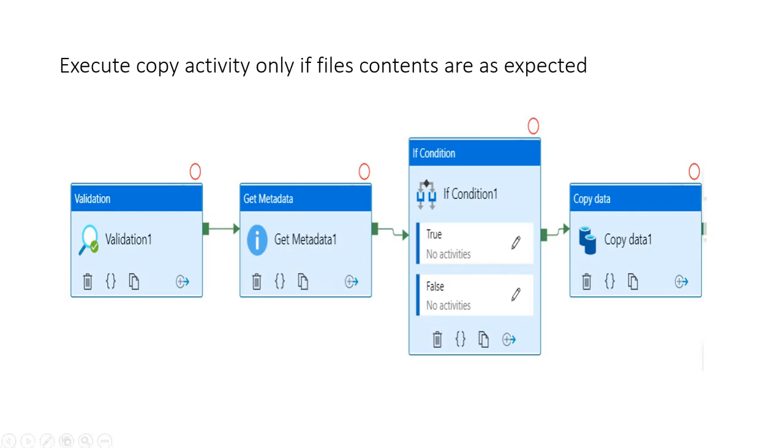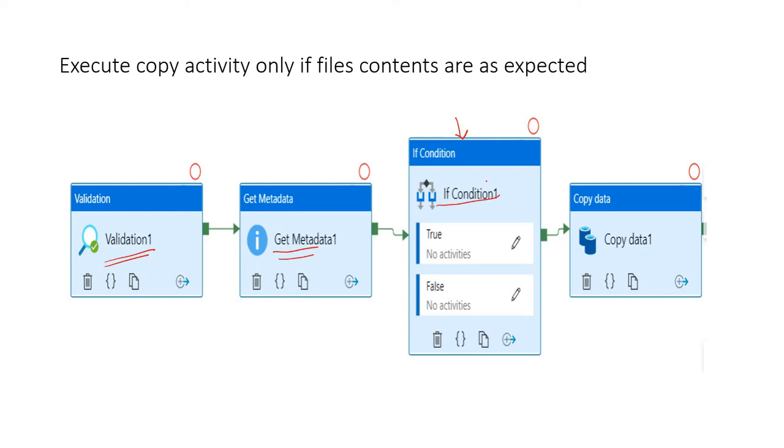So here, first one is validation. The validation informs us whether the file exists or not. It's not going to check any condition. It's going to check only whether the files exist or not. That's it. And the get metadata tells us all the metadata details about the files, for example file size, column count, and the remaining things. And the condition, this is where we are going to mention the column count.